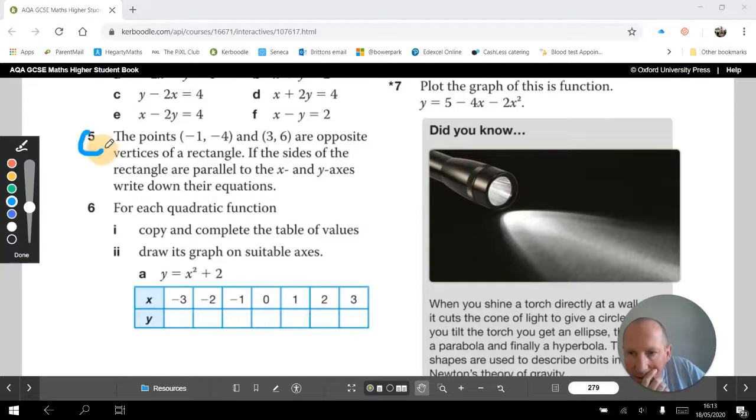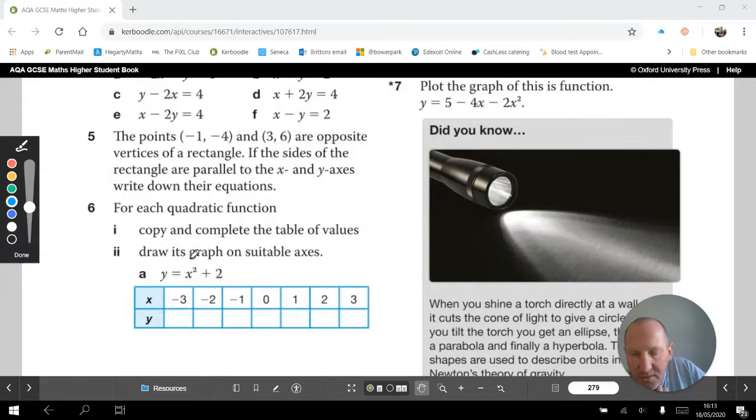So number 5 is just going to be a series of lines where you've got y equals and x equals, because they're straight lines. They're parallel to the x-axis, straight across, parallel to the y-axis, straight up. So we'll have x equals -1 to give me this line, and x equals 3 to give me this line. I'll leave you to puzzle out the rest.